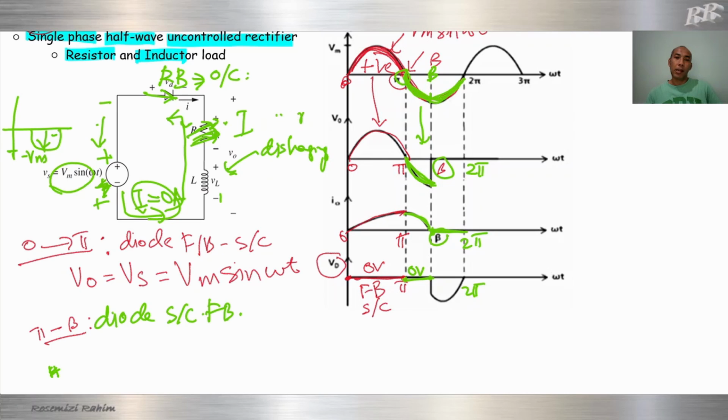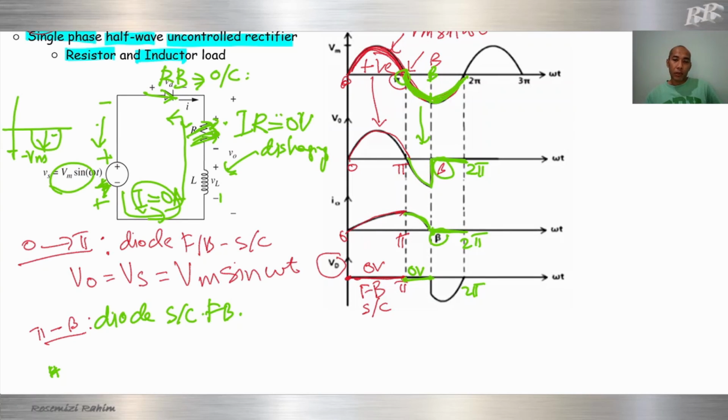Okay, I is 0 current. So that means our output voltage will go to 0, dropping to 0 after beta. From beta until 2 pi, we see the input like this, and our output is 0.